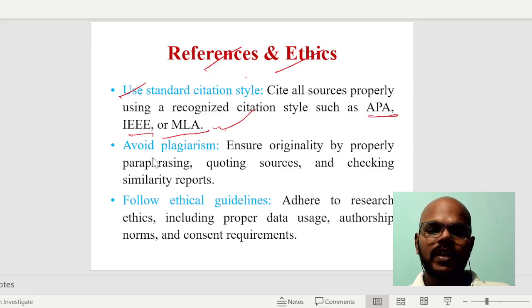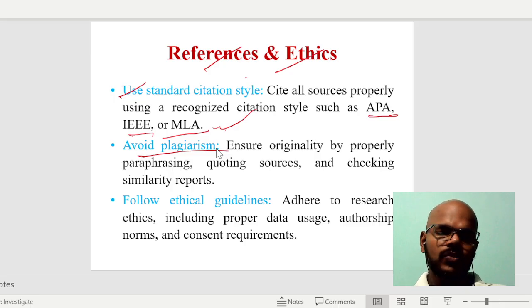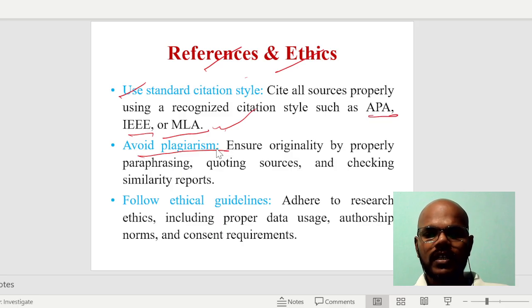Next, avoid plagiarism. What is plagiarism? It is simply a similarity report. Someone has written an article and you just copy and paste it. That means it is not a novel article. That's why you should avoid plagiarism.